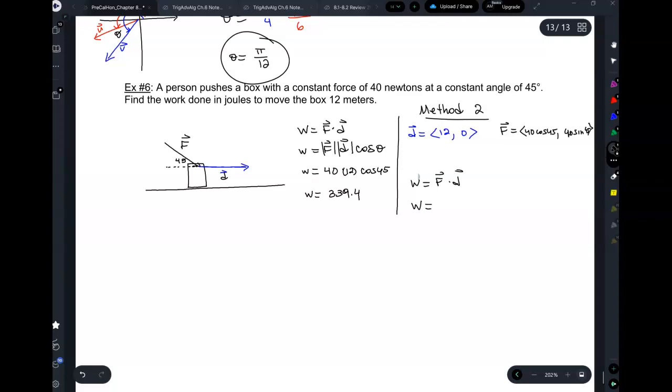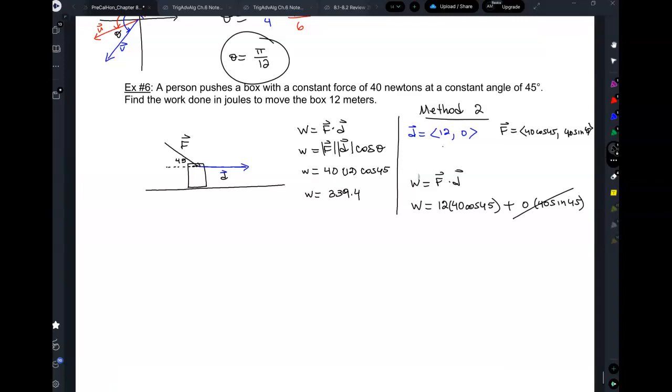It'll be 12 times 40 cosine 45 plus 0 times 40 sine 45, which is how much? This goes away, but look, you still end with 12 times 40 times cosine 45, which is exactly what we ended up with here, isn't it? You see how they're exactly the same? Isn't that cool? It's still 40 times 12 times cosine 45.